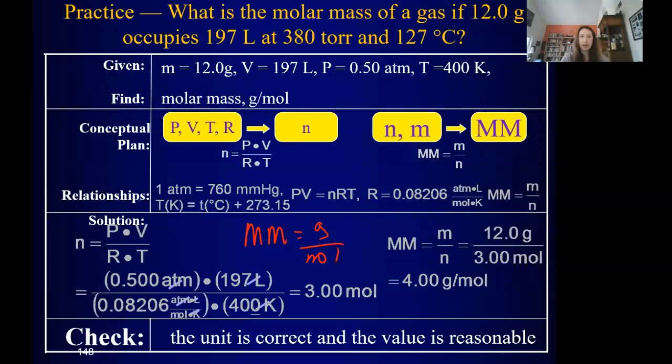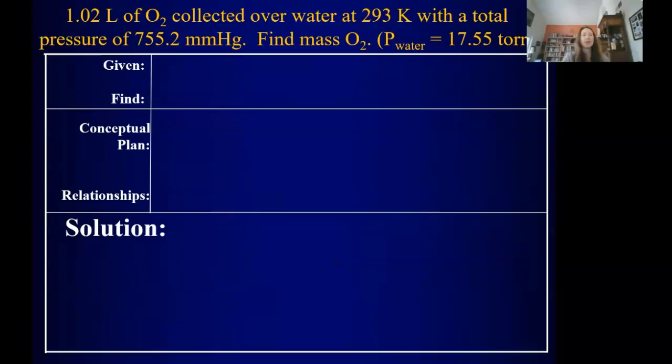All right, super fun one coming up. Super fun. 0.02 liters of oxygen is collected over water at 293 Kelvin with a total pressure of 755.2 millimeters of mercury. Find the mass of O2. Can anyone tell me what are very important words to this? These words should be sticking out right now, right? It's kind of the key to this problem.